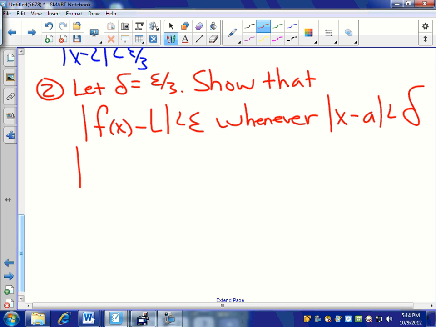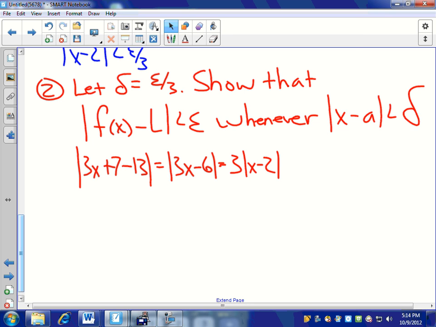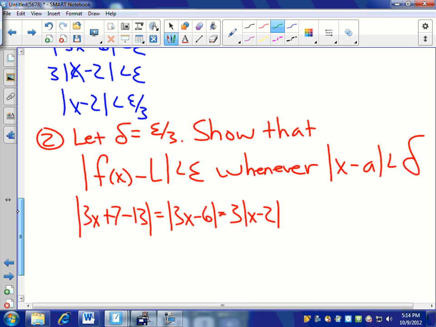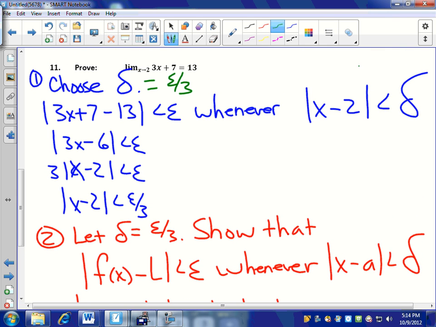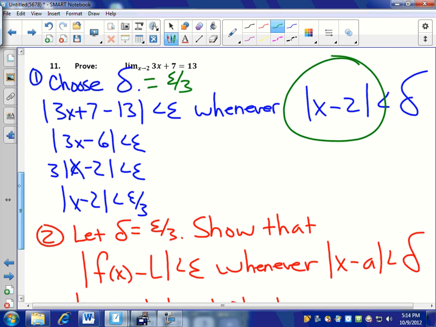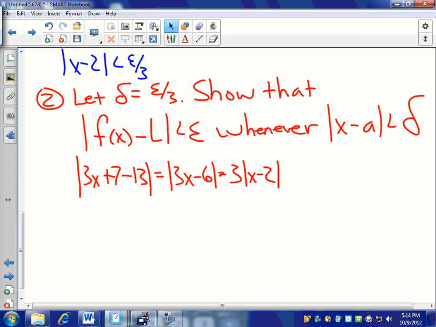So the absolute value of f of x, so 3x plus 7, minus my limit, which is 13. That's the same thing as the absolute value of 3x minus 6, which is equal to 3 times the absolute value of x minus 2. Whoa, that x minus 2, where did that come from? We know where the x minus 2 came from. Right here. The absolute value of x minus 2 is less than delta. So 3 times the absolute value of x minus 2 must be less than 3 delta.